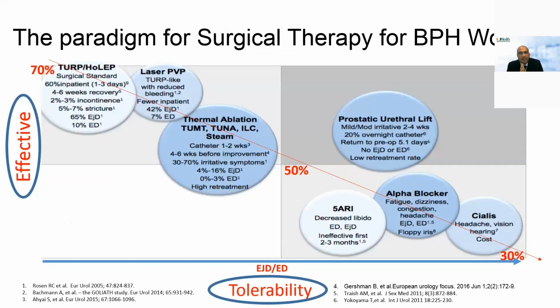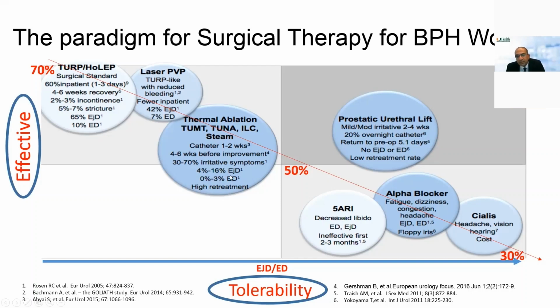So if we look at the whole paradigm of surgical therapy for BPH, the procedures which are extremely effective, which are great, which are gold standards, TURP and HoLEP, they all give around 70% improvement in the IPSS score. But obviously they have a risk of ejaculatory dysfunction of 65% and 10% ED. And that's why the tolerability of these procedures remains low and they are a little bit less popular amongst patients, and patients do like the procedures which do not have those sexual side effects.